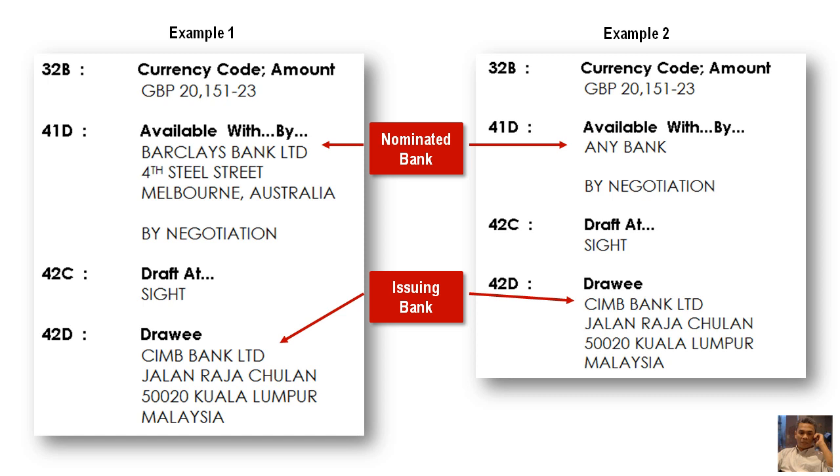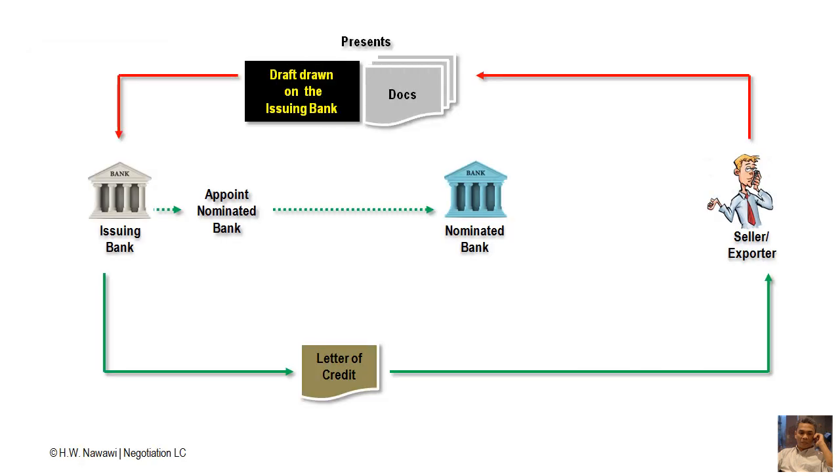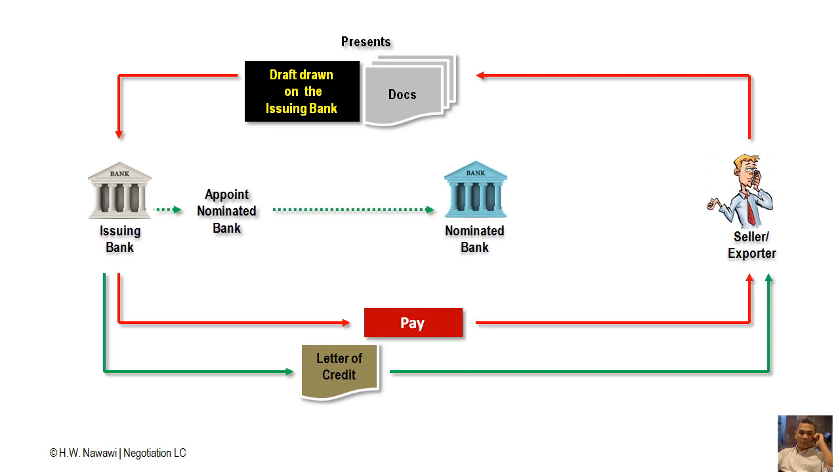So once the seller has drawn a draft on the issuing bank, the seller can present it together with the complying documents to the issuing bank. When the issuing bank receives the draft and documents, the issuing bank will pay the seller. All right. This is the basis of how an LC works.